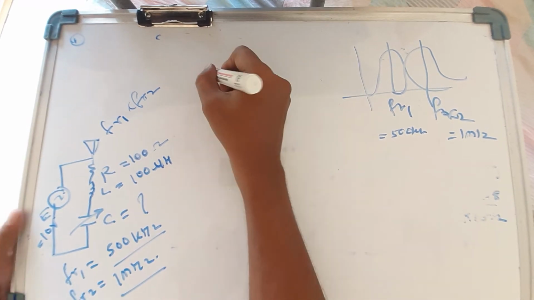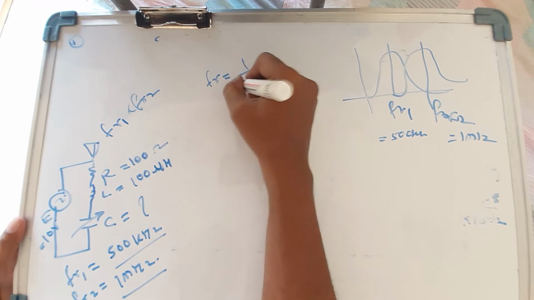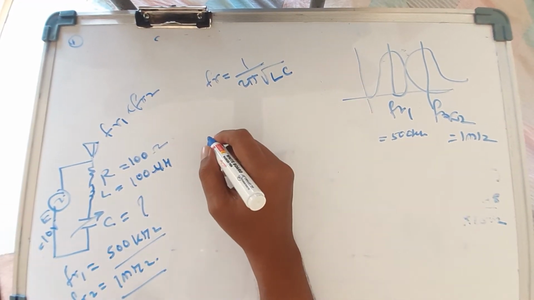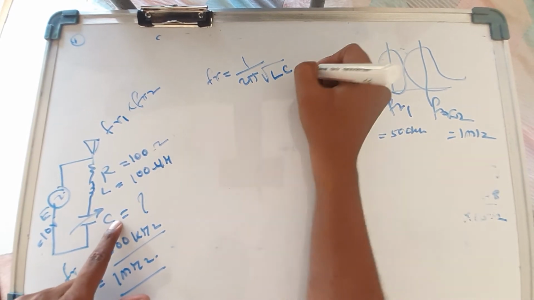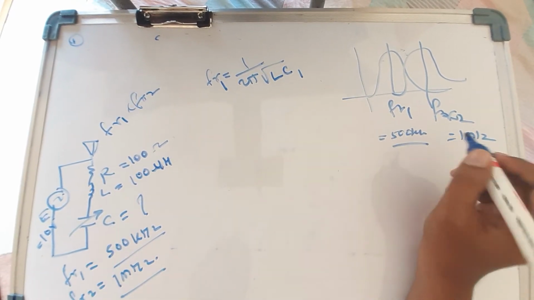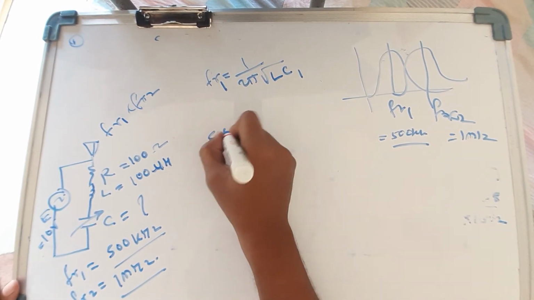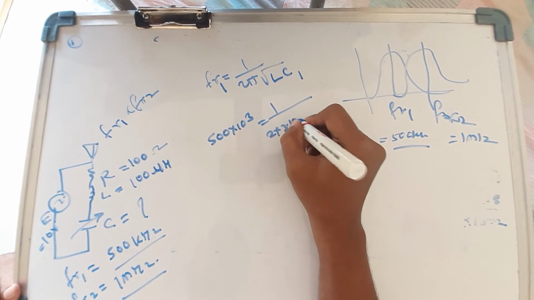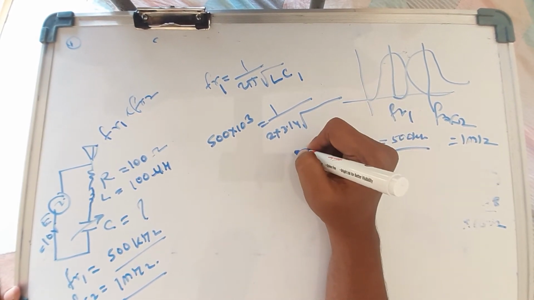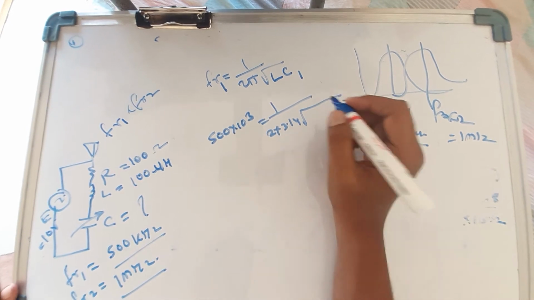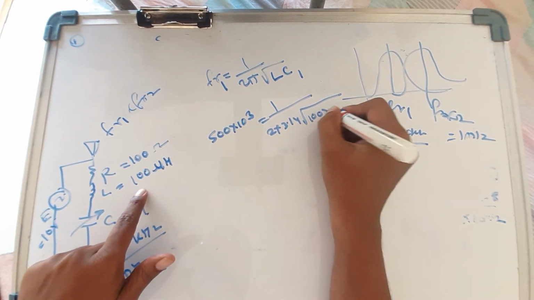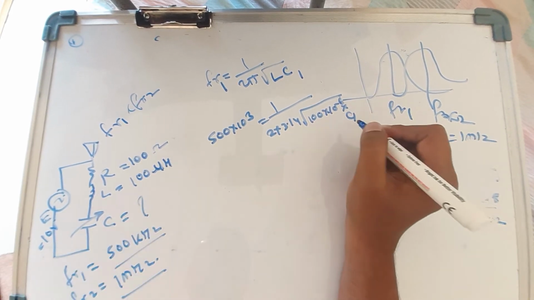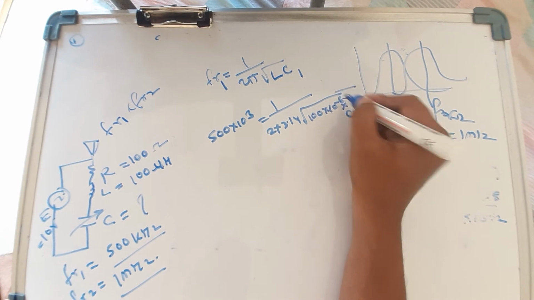Just put the value of Fr equal to 1 upon 2 pi under root of LC. Firstly we will find out the value of C1. C1 is for Fr1, and Fr1 is 500 kilohertz. So 500 into 10 raised to 3, that is kilohertz, equals 1 divided by 2 into 3.14 under root of L, where L value is 100 into 10 raised to minus 6, into C1. We have to find out the value of C1.